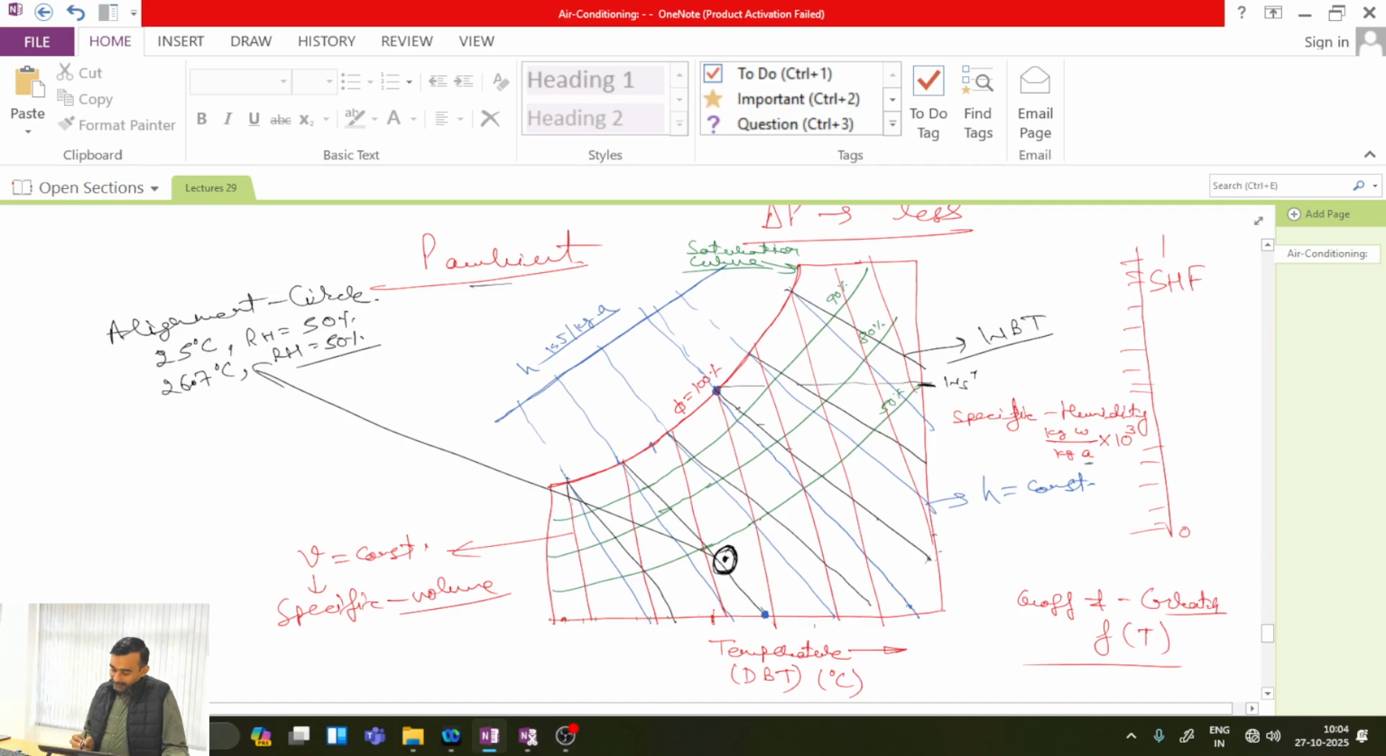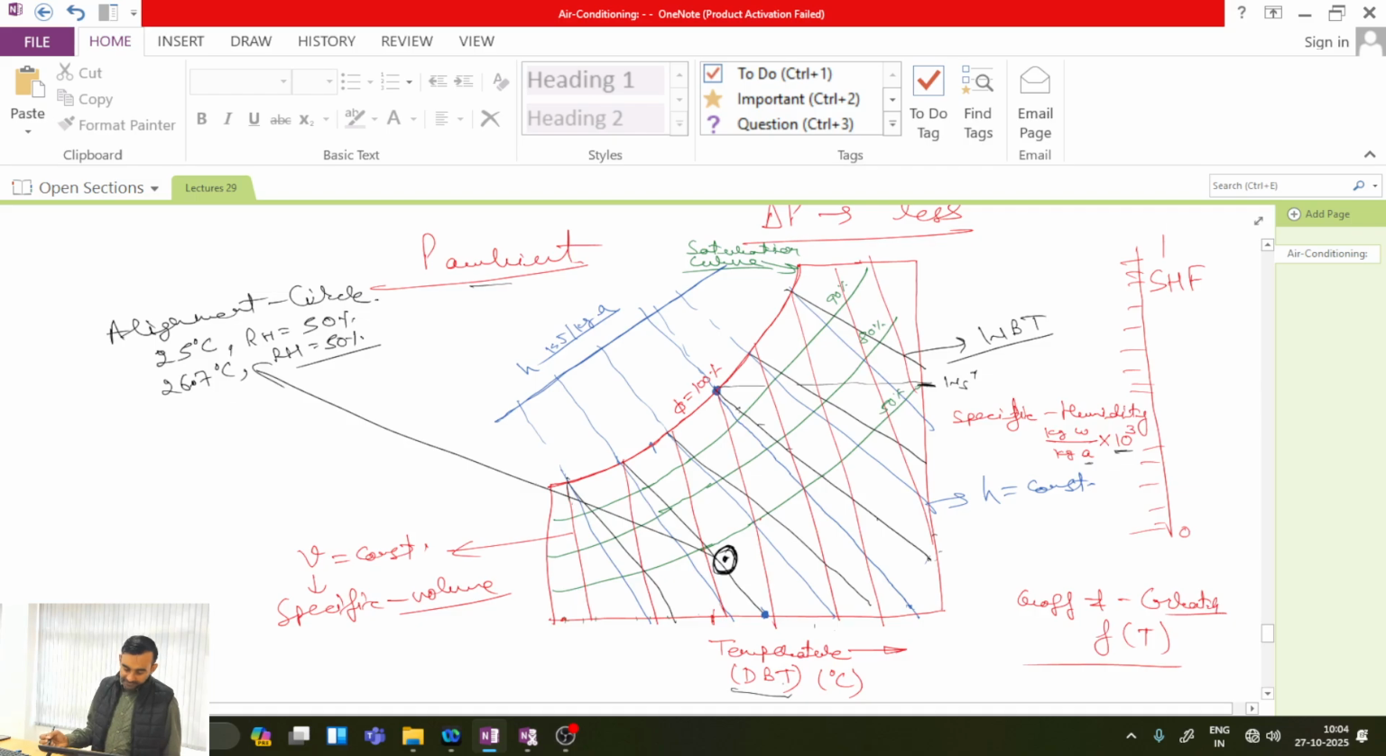Now, typically the water content is very small, so the number for specific humidity is usually very small. That's why we have multiplied this by 10 to the power 3, to give a legible scale where one can properly look at the values. Along the x-axis we have temperature, which we usually measure with a thermometer when its bulb is dry, and so it is called the dry bulb temperature.